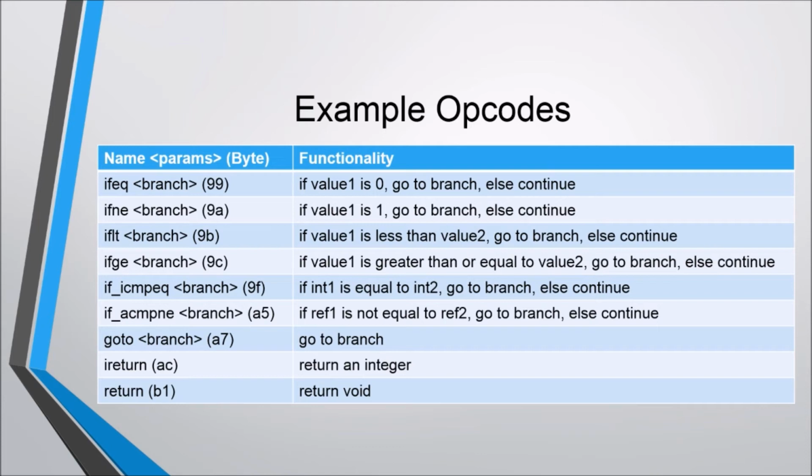ireturn will return an integer from a method, so this isn't conditional. This is when you've got a method and you need to return a value, you'll call a return, and generally if it's one of those simple types, you'll have a prefix before it, such as ireturn or freturn will return that type, and return itself will just return a void value.